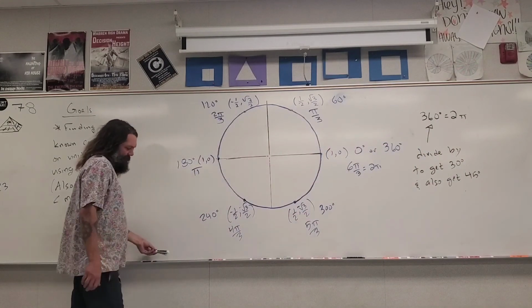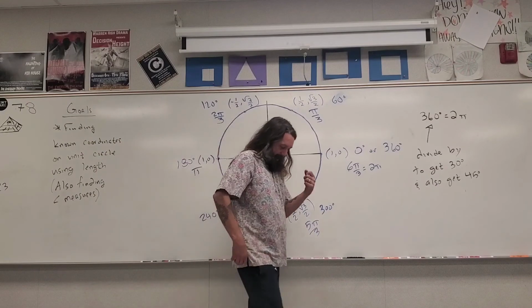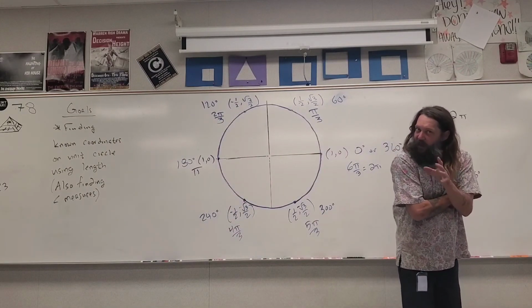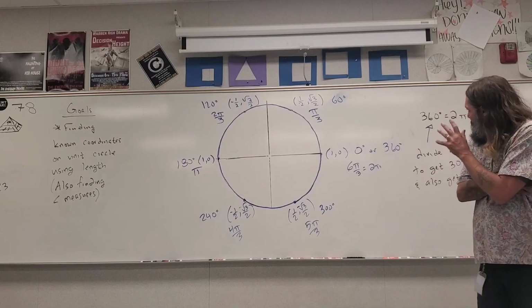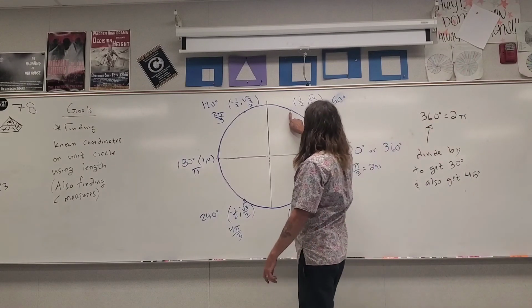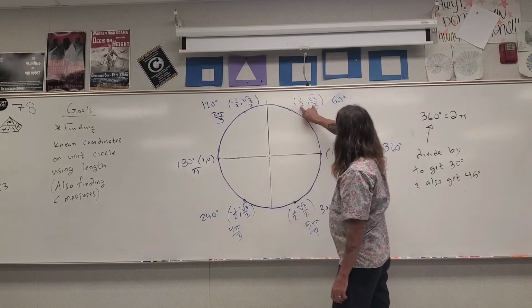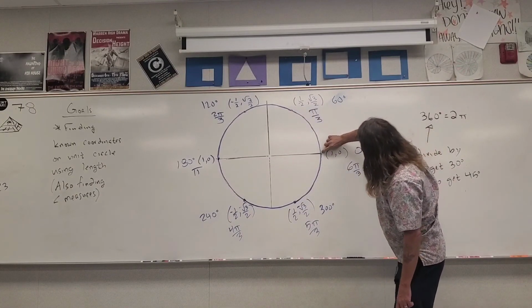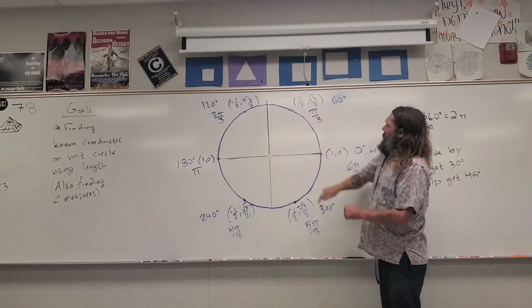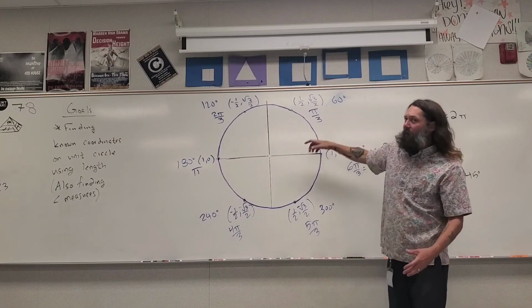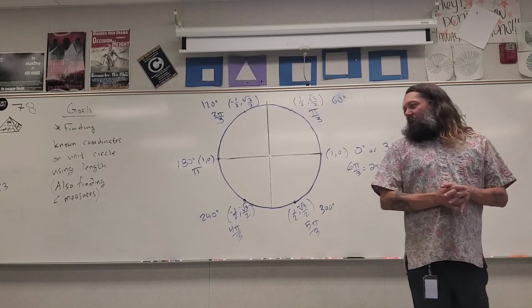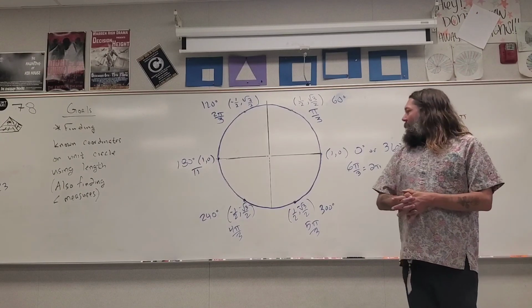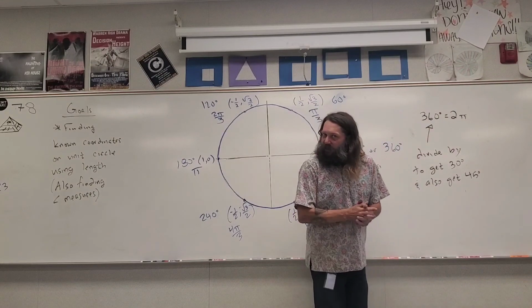So again, the point of this lesson is I'm really trying to stress the fact that there's multiple ways that I can represent a location on the unit circle. I can talk about it as an ordered pair, I can talk about it as an angle, or I can talk about it as the length that it took me to get to that. They're all interrelated. So there's multiple ways to represent a location on the unit circle. So hopefully that makes sense.